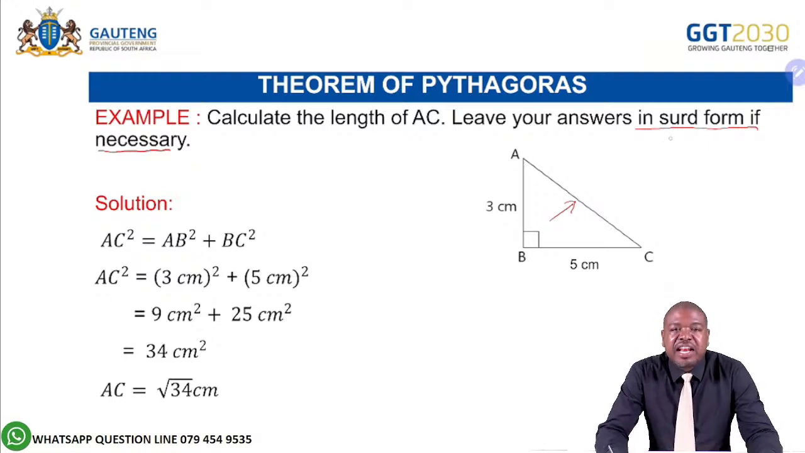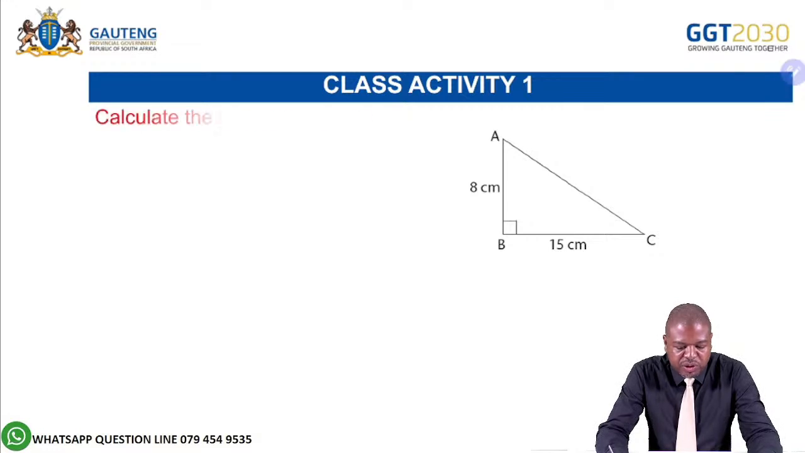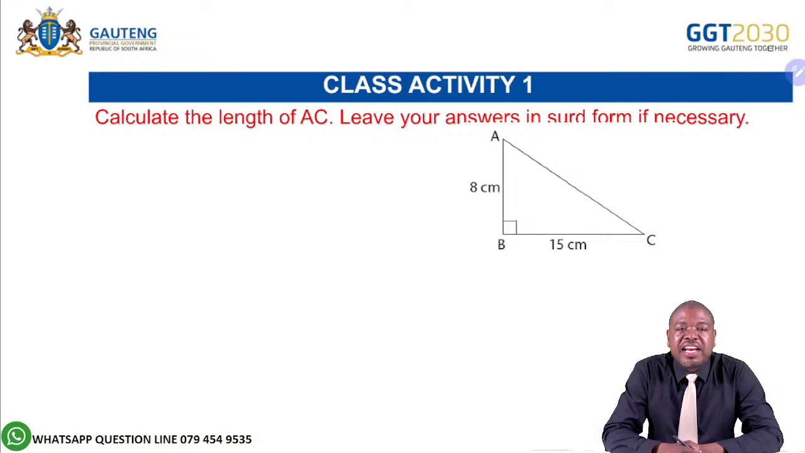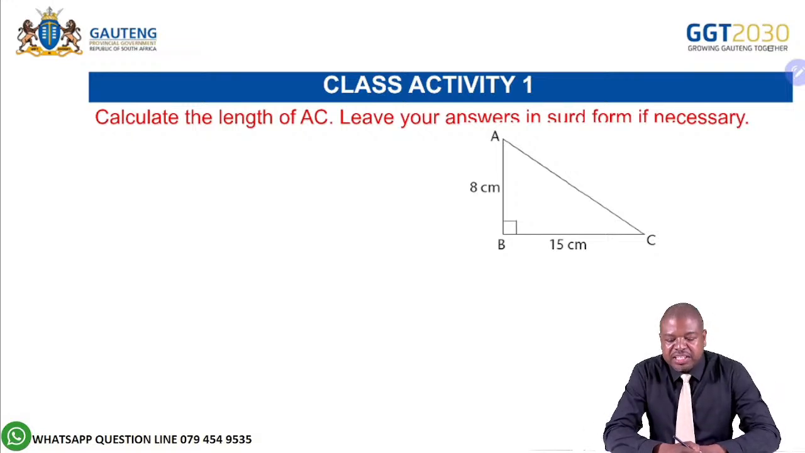Right. Now, I would like us to do the following class activity where we have been asked to calculate the length of AC and leave your answer in surd form if necessary. I'm going to give you 3 minutes to do that. When we come back, we'll go through our class activity together.